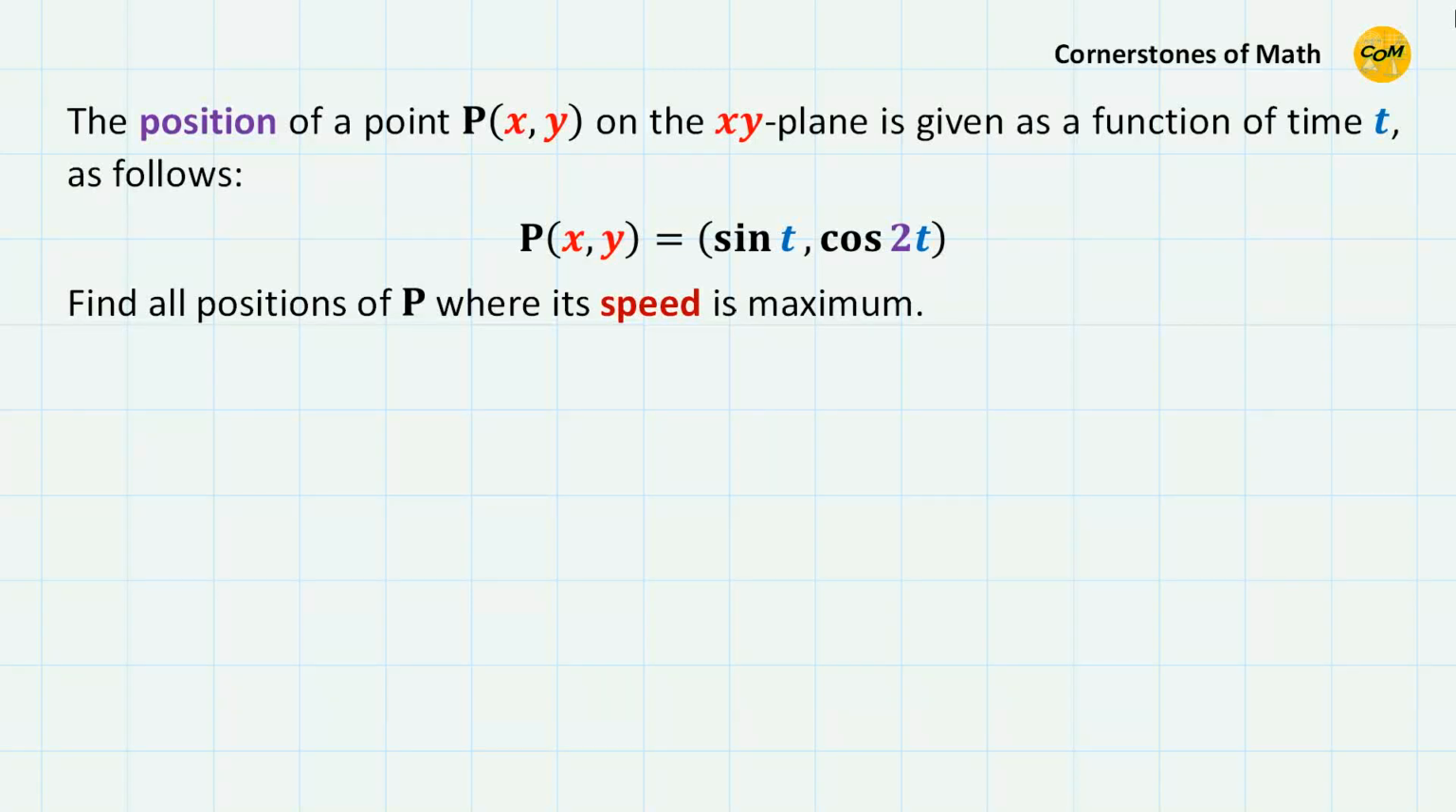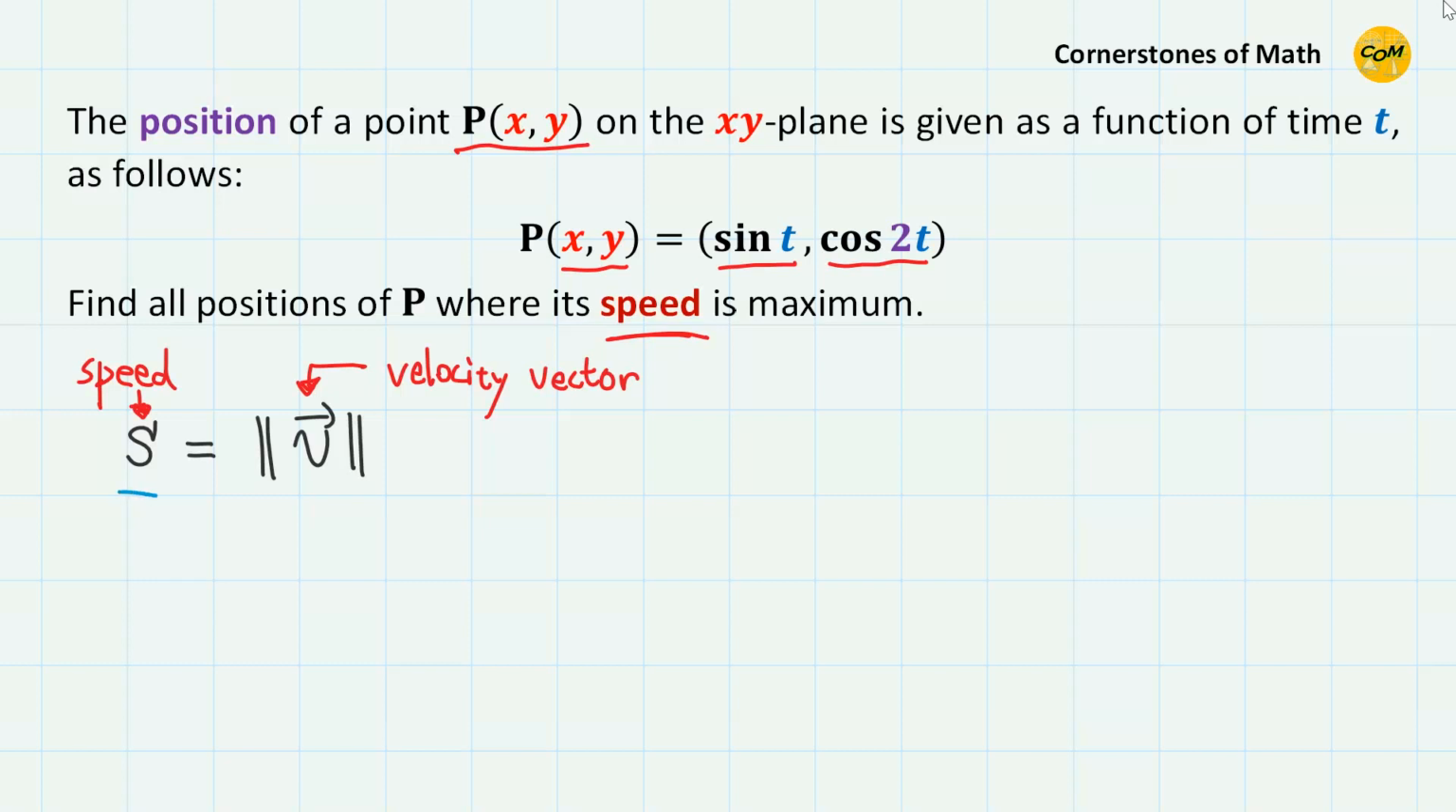Today we will solve the following problem. The position of a point P on the xy plane is given as a function of time t as follows. So x, y is given as sine t, cosine 2t. Find all positions of P where its speed is maximum. Alright, let's solve this problem.